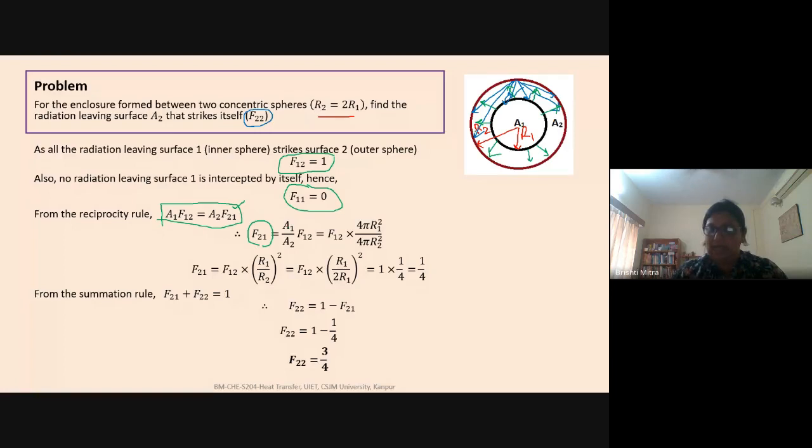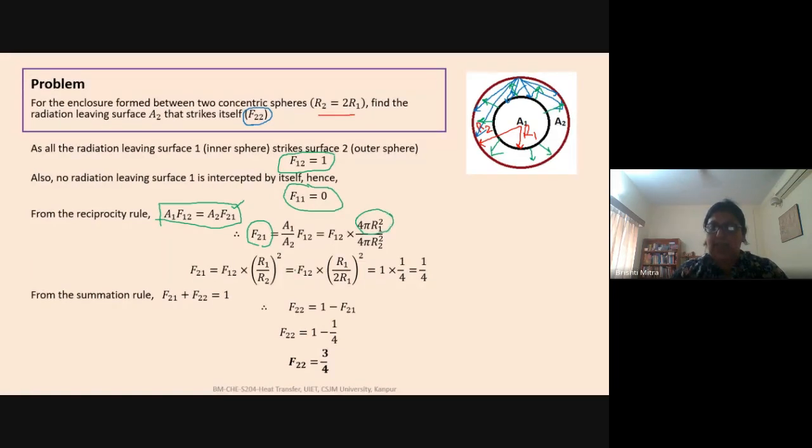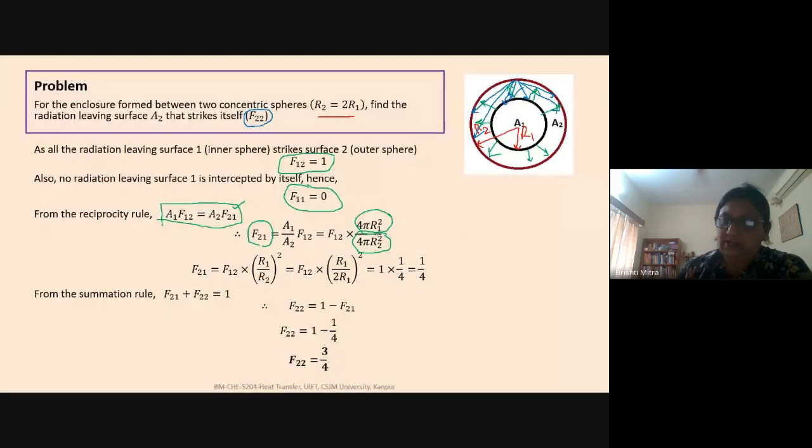Now, A1 क्या है? A1 is the inner circle. What is the surface area of that circle? Surface area of that circle is 4 pi R1 square. Then we have the A2. A2 is the surface area of the second circle, that is 4 pi R2 square. So these are the ratios of the two areas. Now F12 is what? F12 is the view factor of the radiation that is going from 1 and reaching surface 2, which essentially equals 1, because we had said that whatever goes out of surface 1 reaches surface 2.